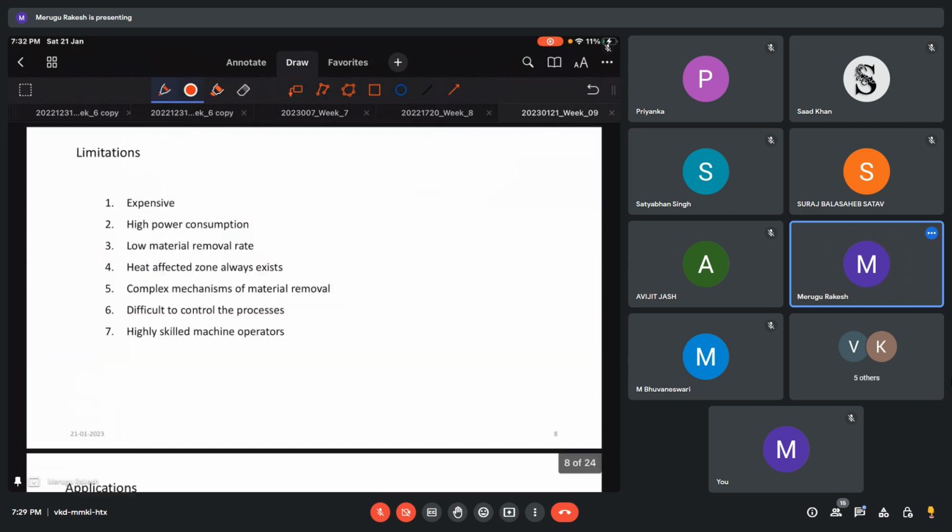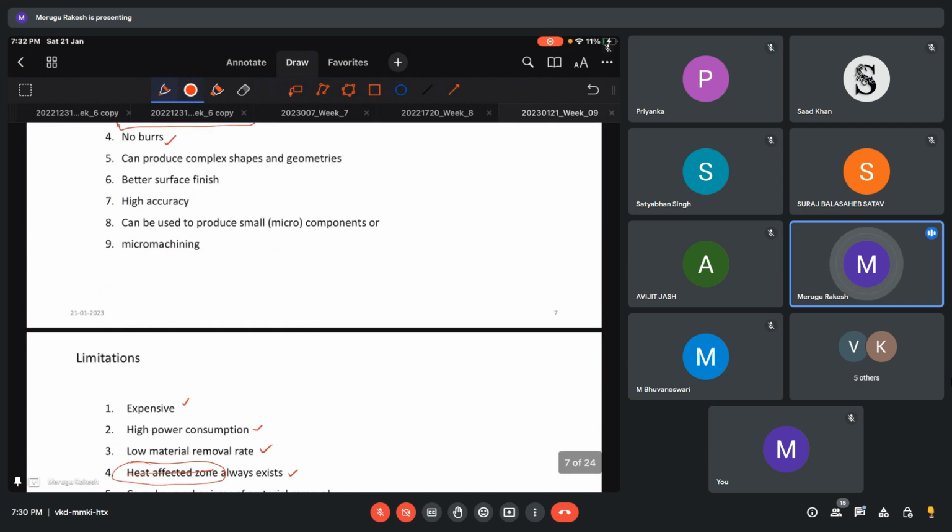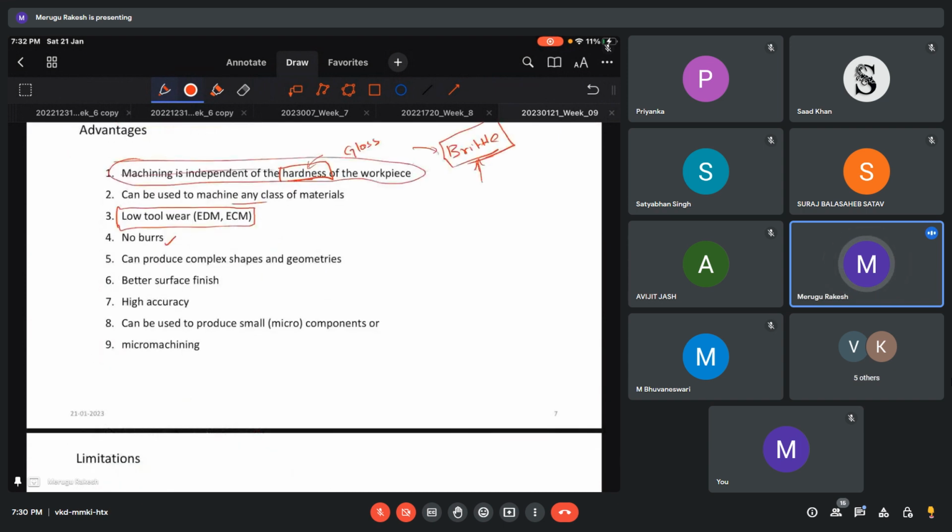Okay. So these are some of the limitations. These limitations come comparatively with the conventional process. Expensive, high power consumption, low material removal rate, complex mechanism of material removal, difficult to control the process, highly skilled operators. Sorry, heat affected zone is not a correct point here. But the others are applicable to ultrasonic machining. And here also you don't have to worry about this option.